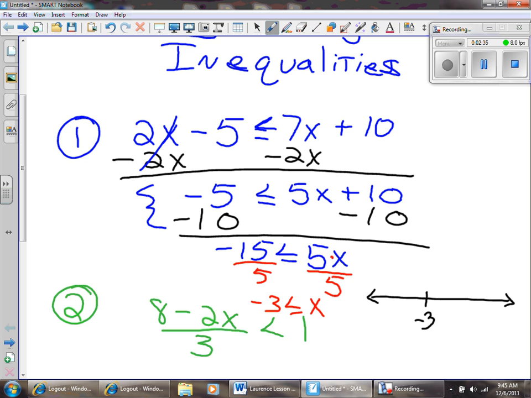It will be a closed point because I have an equal sign underneath my less than. Now I need numbers that are greater than negative 3. Well, don't the numbers get larger as I move to the right? So the greater numbers like 5 or 10, which are definitely greater than negative 3, must be to the right of negative 3. And there I go.